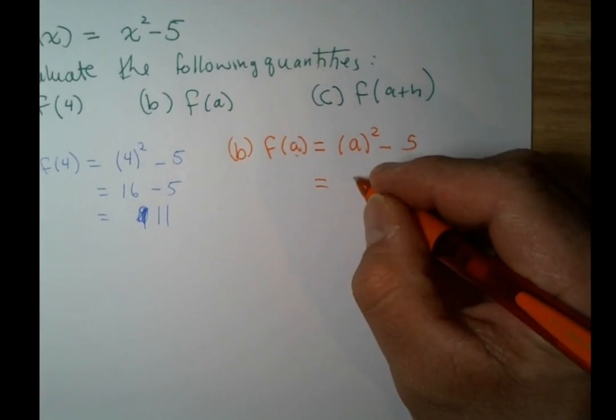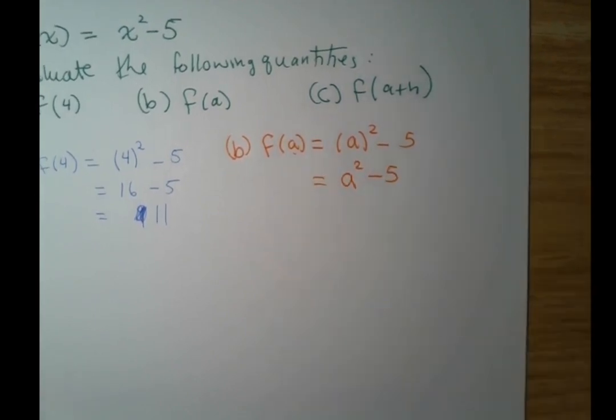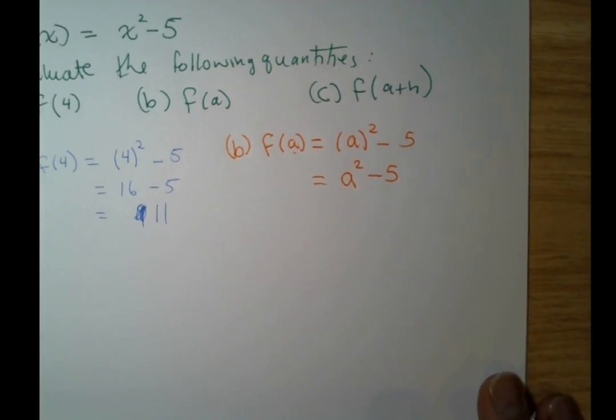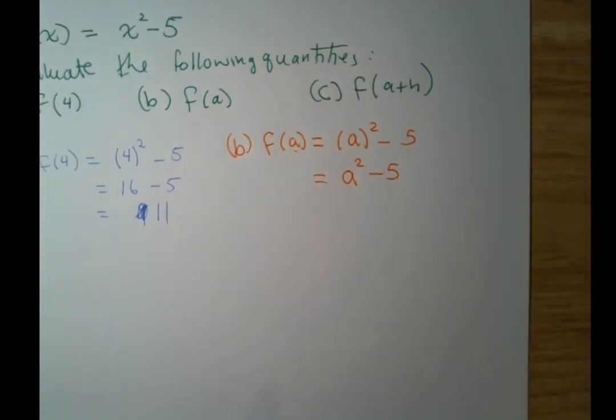So there's only one thing I can really do, which is rewrite this as a squared minus 5. And that is it. It looks like we didn't do anything, but we just evaluated what they gave us, in this case a. It's a function of a, whatever a represents. Okay, so now let's move on to C.